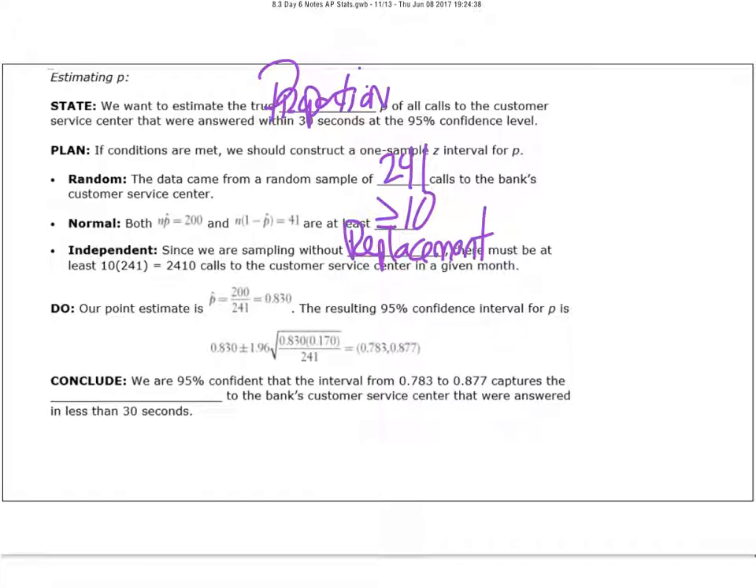So in the do portion, they computed their p-hat from their sample, and they got this resulting confidence interval. Therefore, they can conclude that they're 95% confident that the interval from 0.78 to 0.877 captures the actual proportion of calls to the bank's customer service center that were answered in less than 30 seconds.